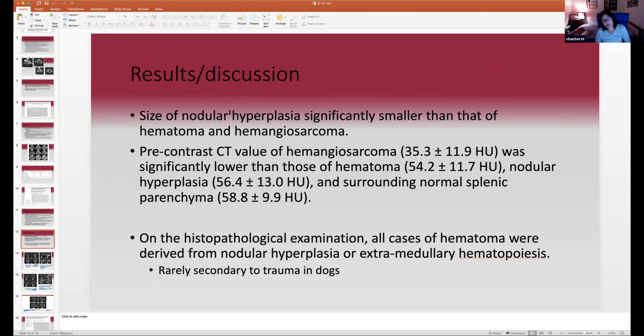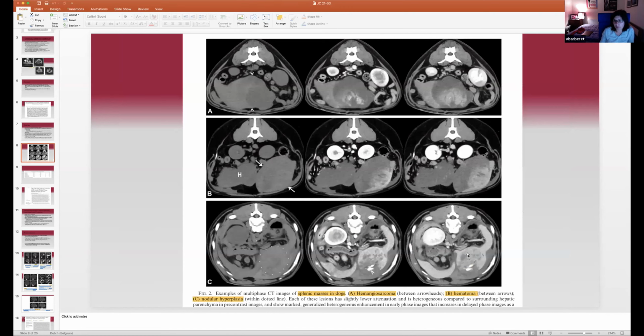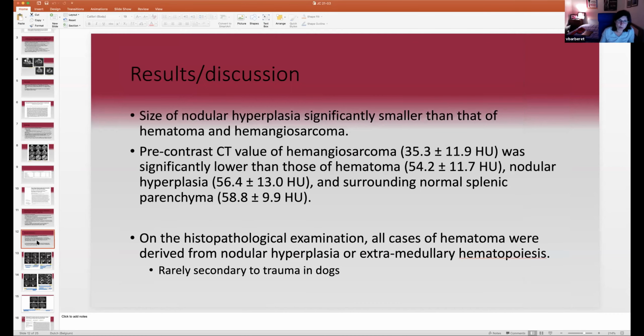The difference with other articles is here. They found that size was playing a role, that nodular hyperplasia had definitely smaller size than hematomas and hemangiosarcoma. Of course, based on the example they show, this is definitely smaller. But if we go back to the previous article, that's nodular hyperplasia, and that was quite a large mass lesion. So again, I guess there's always exceptions to the rules there.